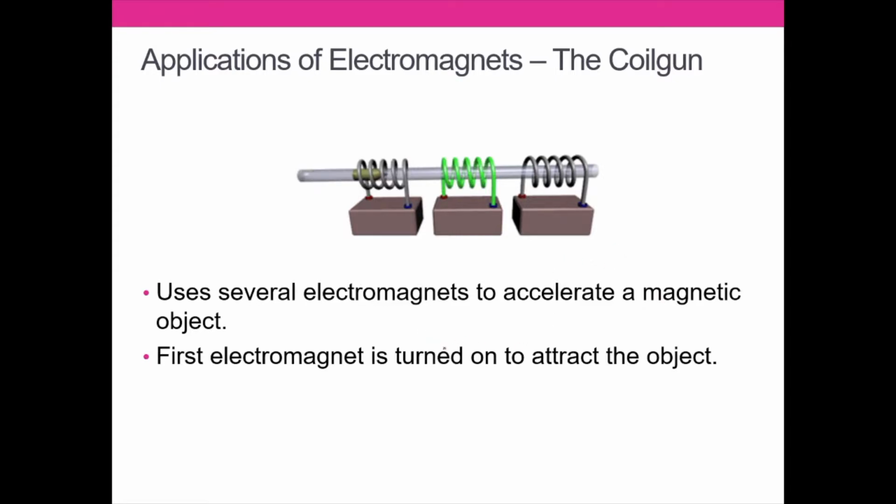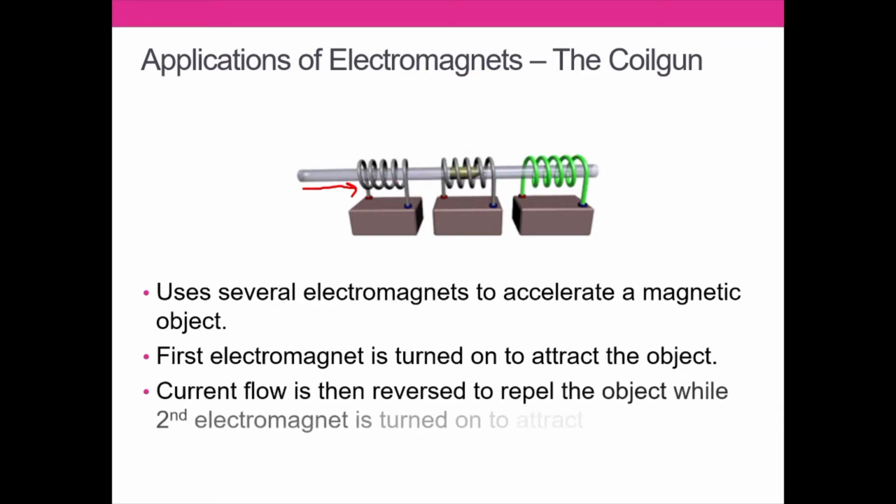And the idea is that you turn one magnet on to attract the object. So as you can see, the projectile is moving this way, being attracted by this magnet. Then as the projectile passes through and gets to somewhere on the second half of this magnet, the current flow is reversed, so it'll repel the object, and then the second magnet is turned on to continue attracting the object. Then same thing: once this projectile gets to the second half of this magnet, the current gets reversed, the next magnet gets turned on, and the process continues.